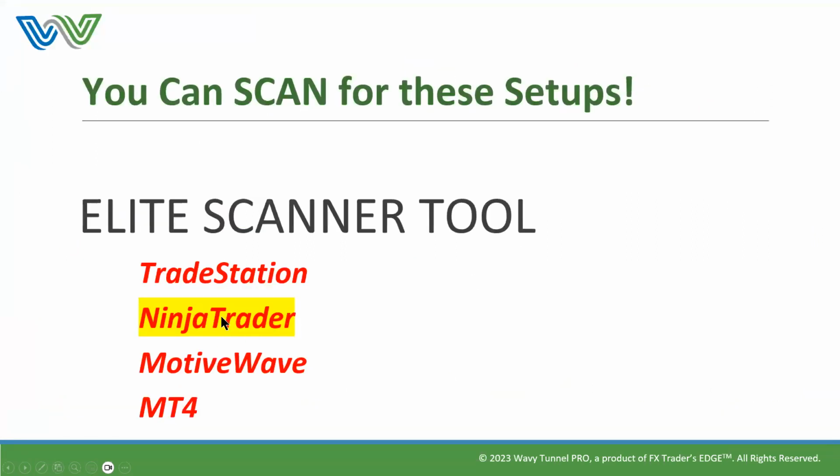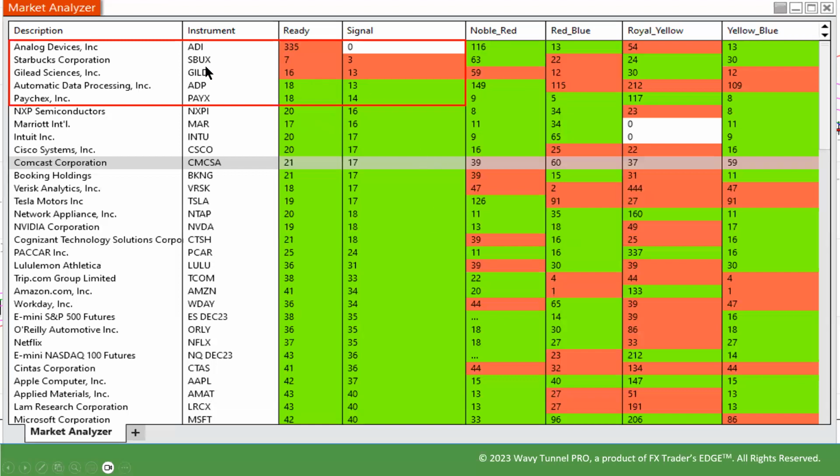Now I took some more examples on NinjaTrader. So this is the scanner. It's the same market analyzer. It's similar, but I just have different instruments here to what we just saw on TradeStation. So this is exactly the same thing, but here you can also see the ready and the signal, but you can also see all of these automatic trend line breaks.